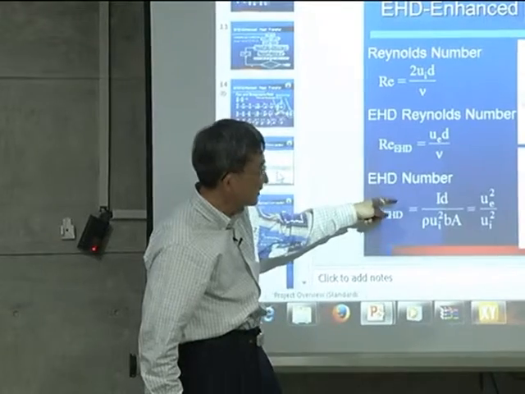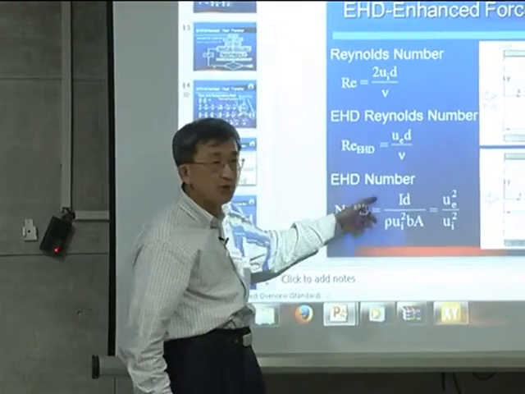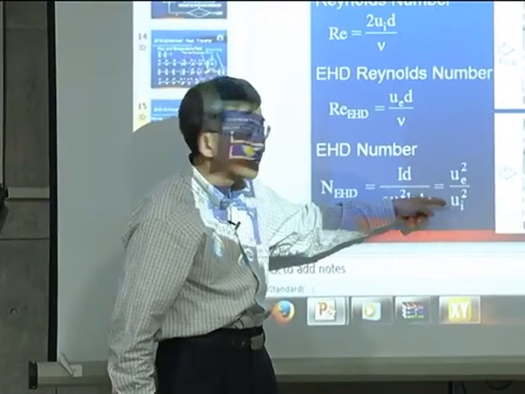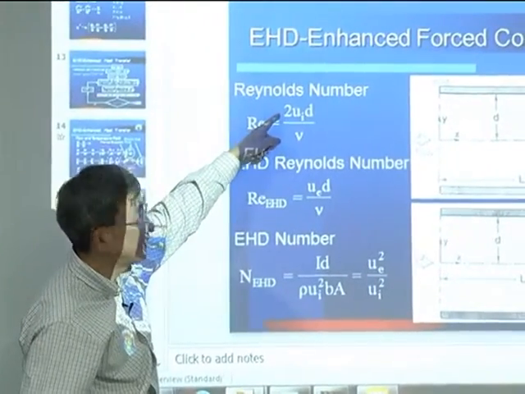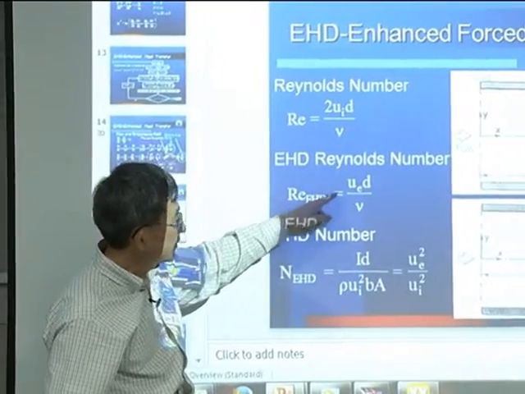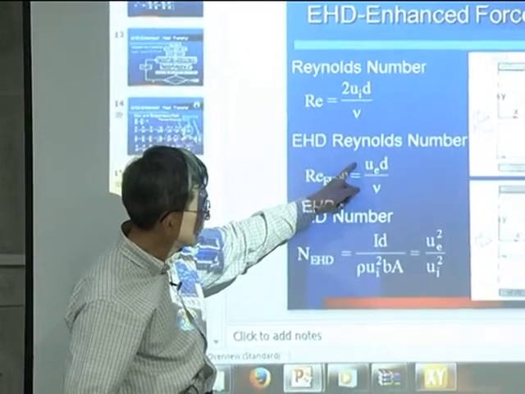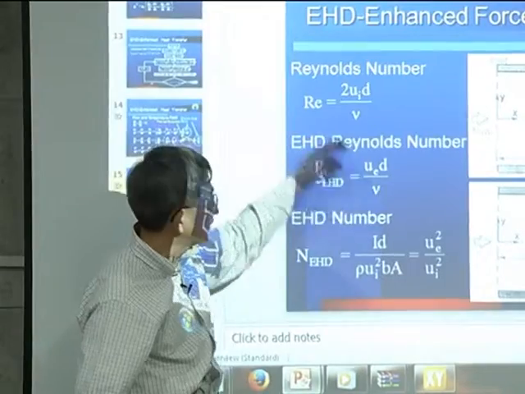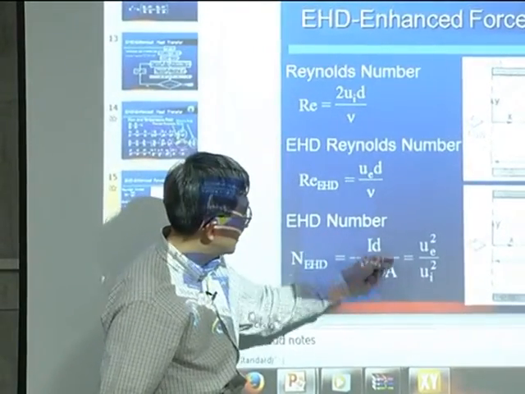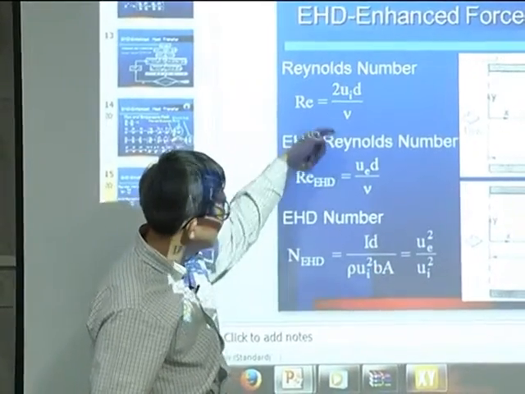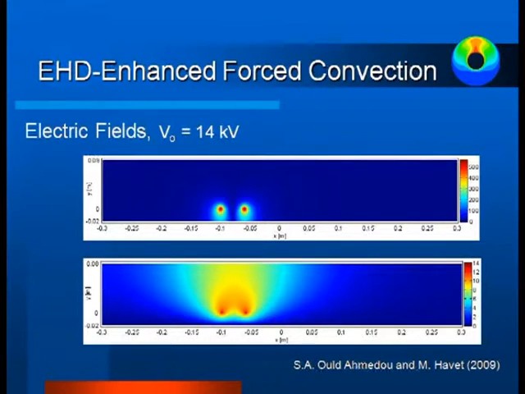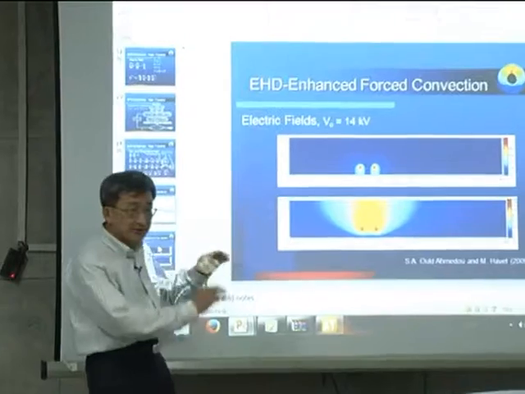So this EHD number, basically in physics, is a ratio of electrical force over inertial force. Because this Reynolds number is inertial force over viscous force, right? And the EHD Reynolds number is electrical force over viscous force. So the ratio of these gives the EHD number. So the EHD number is the square of these two ratios. All right, so this is the case of two wires, because it's symmetrical.